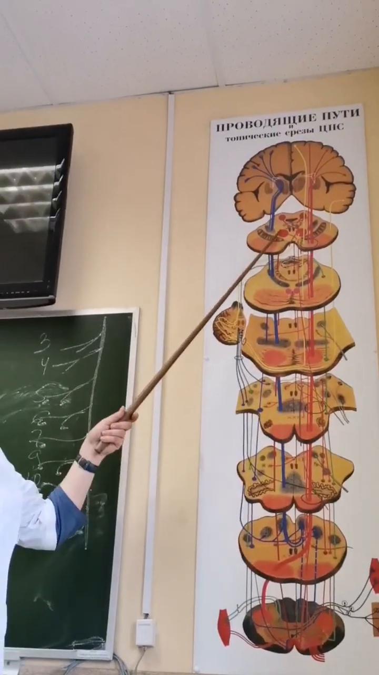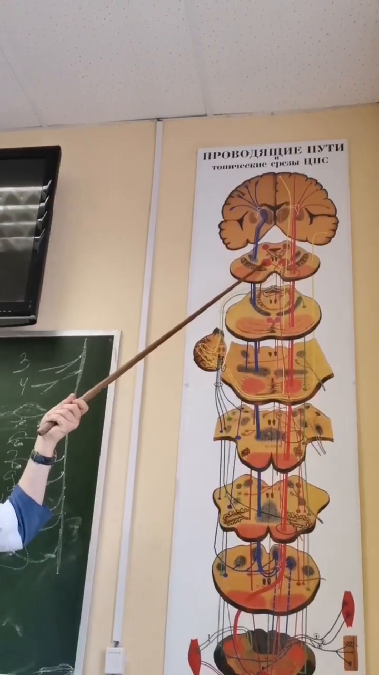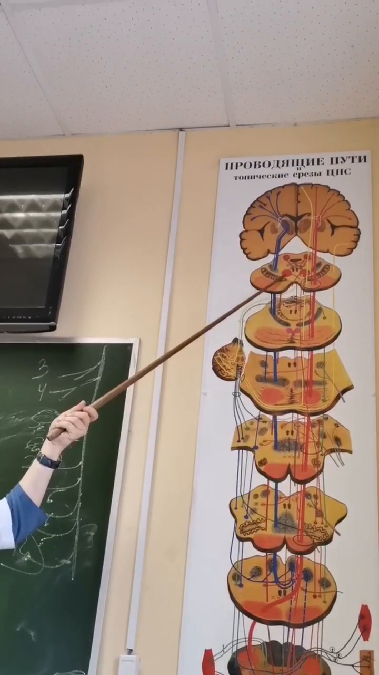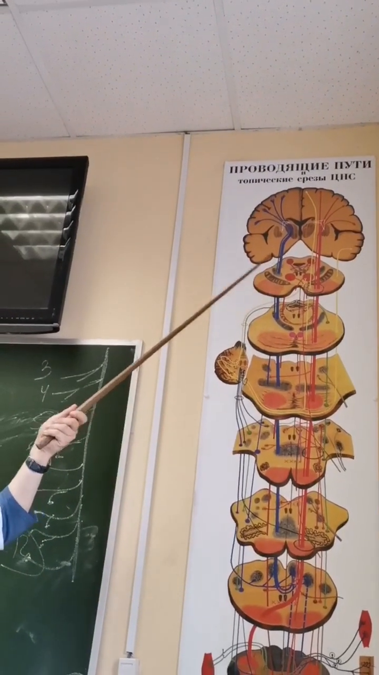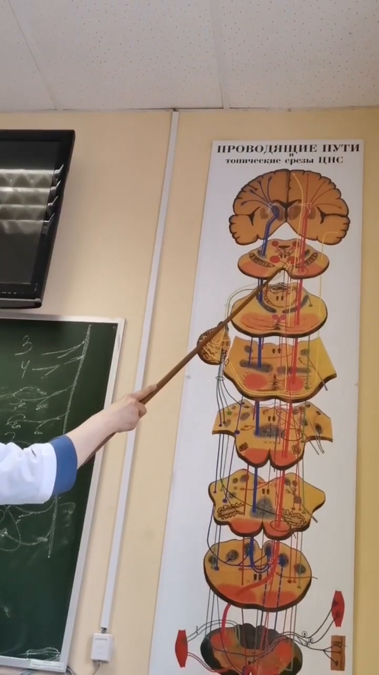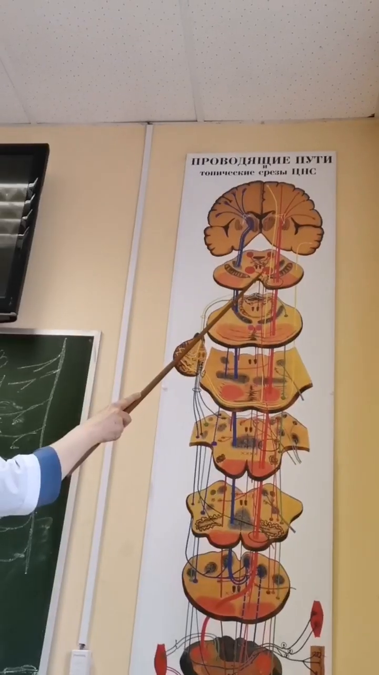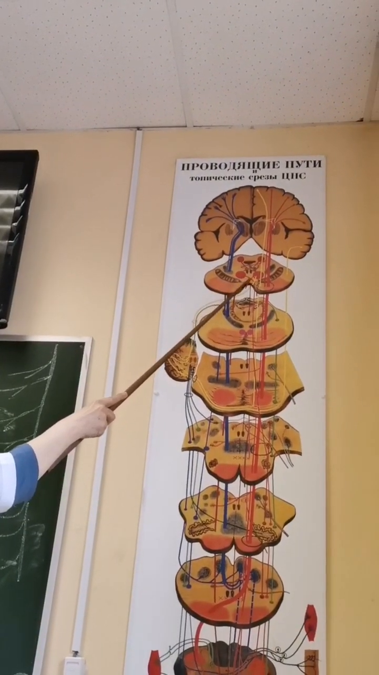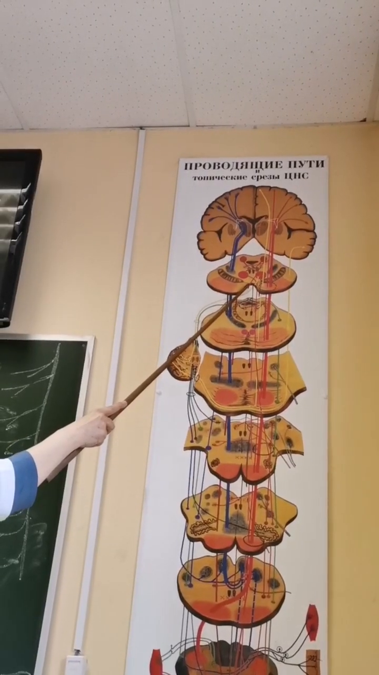The first neurons form the nucleus ruber. Nucleus ruber contains the bodies of the first neurons. Axons of the first neurons go to the opposite side and form the ventral decussation of the tegmentum. You can see the crossing.